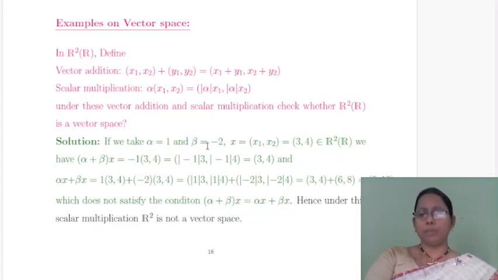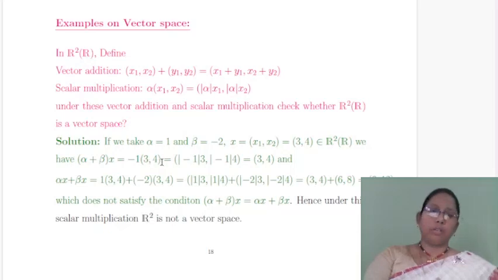Here alpha is 1, beta is -2. So alpha plus beta will be 1 plus -2, that will be -1, into (3, 4). Using these definitions of scalar multiplication, this is (|-1|·3, |-1|·4). That will be your (3, 4).